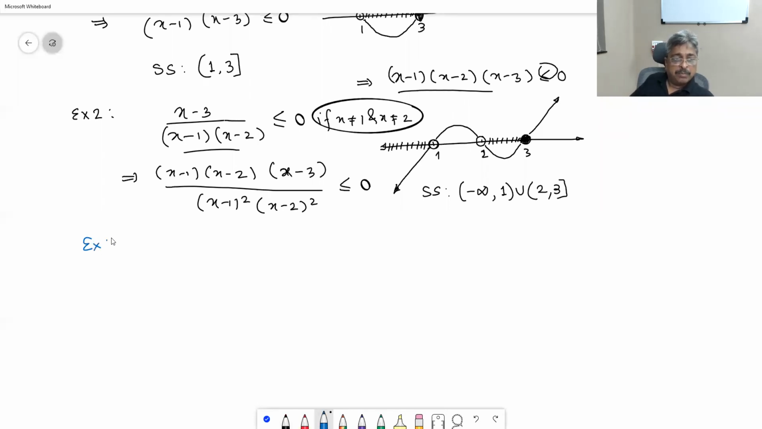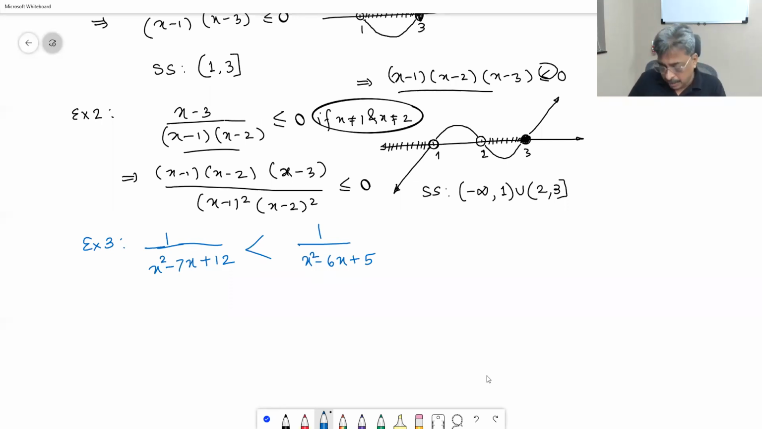Change color. Example number 3. 1 upon (x square minus 7x plus 12) is strictly less than 1 upon (x square minus 6x plus 5). Get me the solution set. Okay, this is a relatively difficult problem because it has too many terms. So let us understand how to solve this step by step.